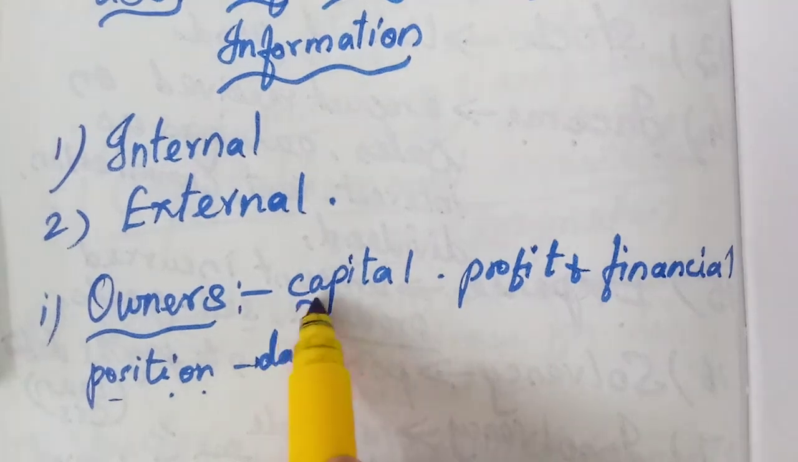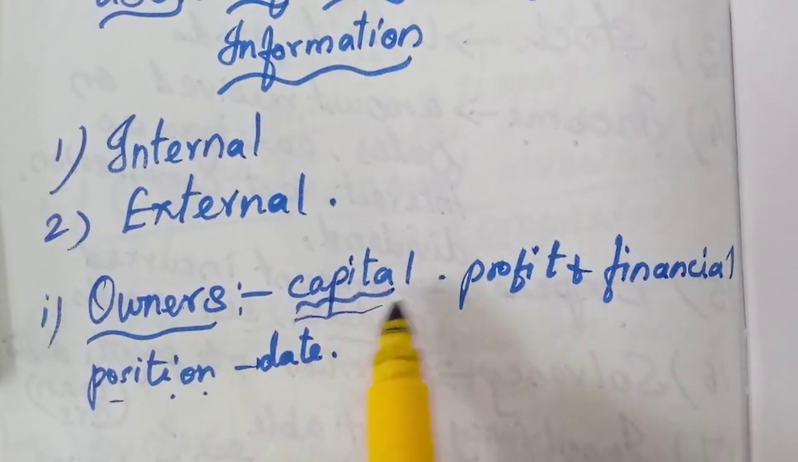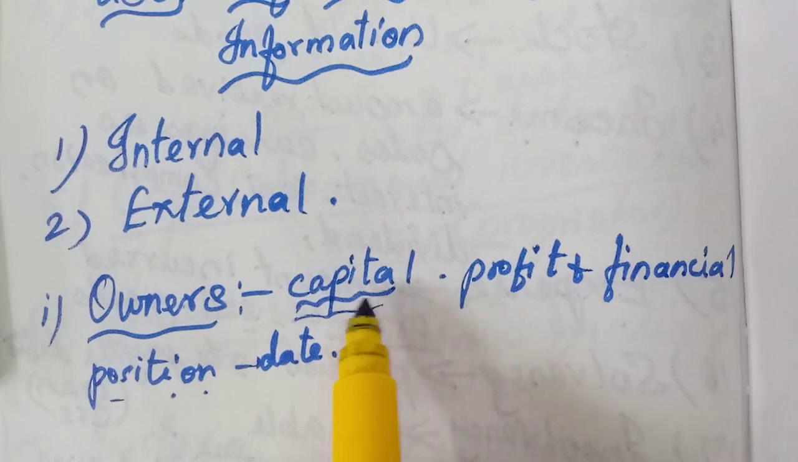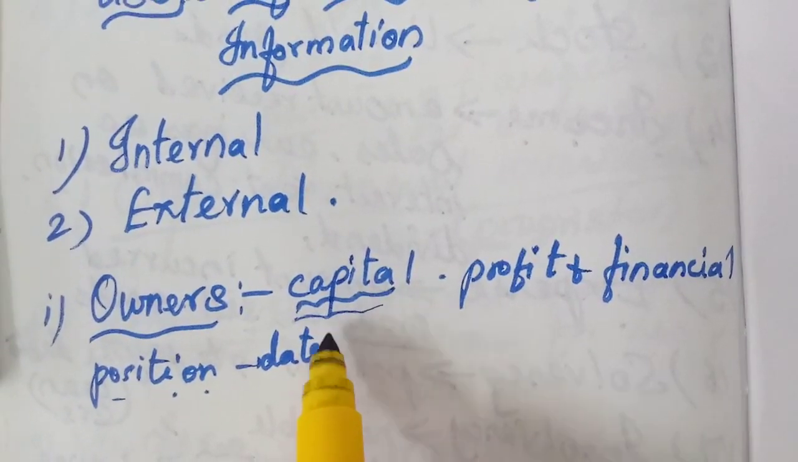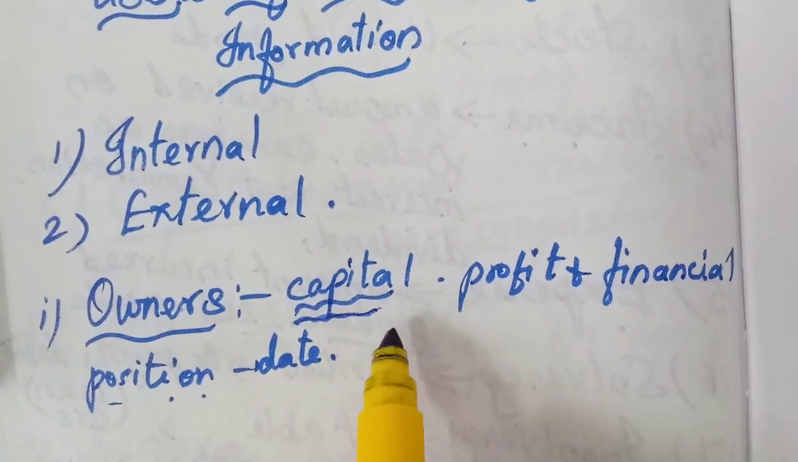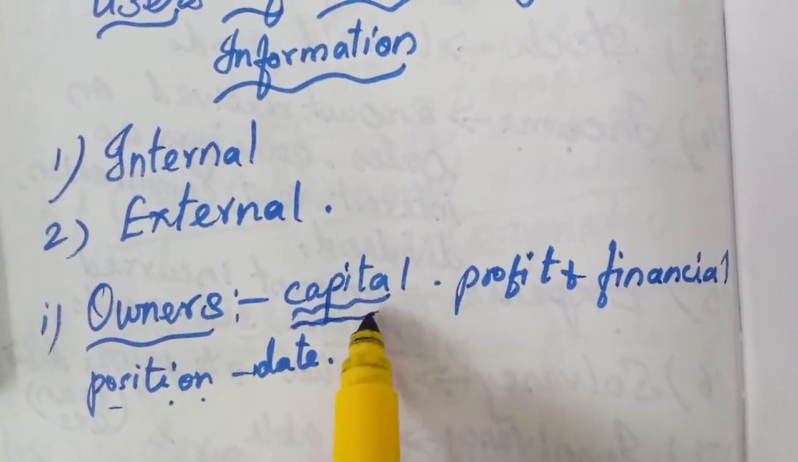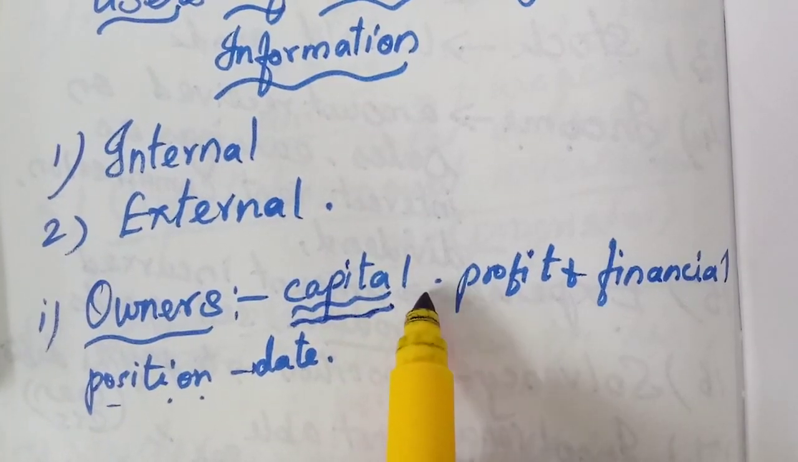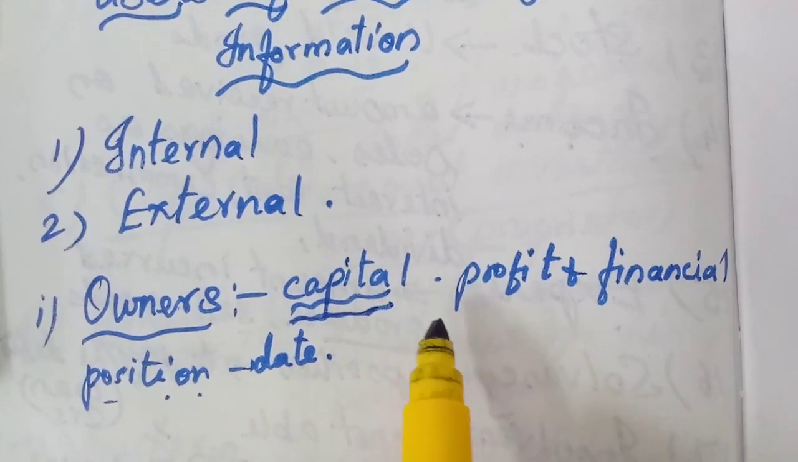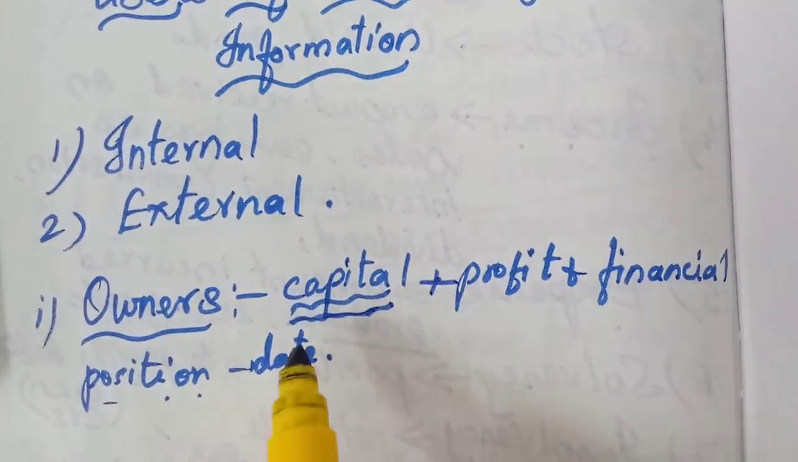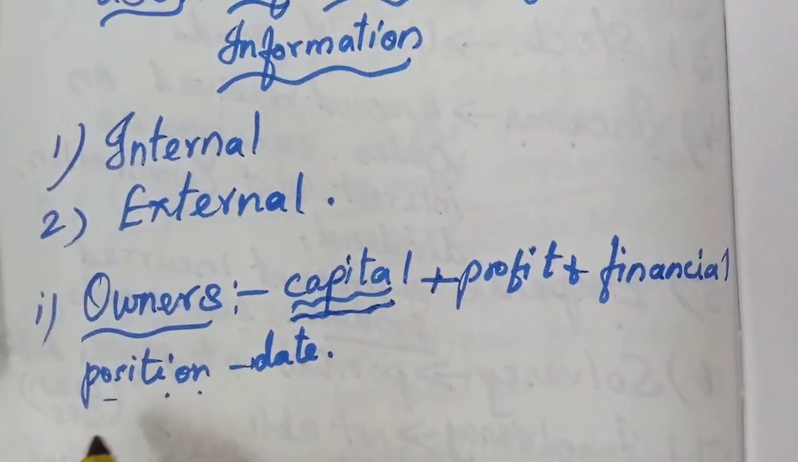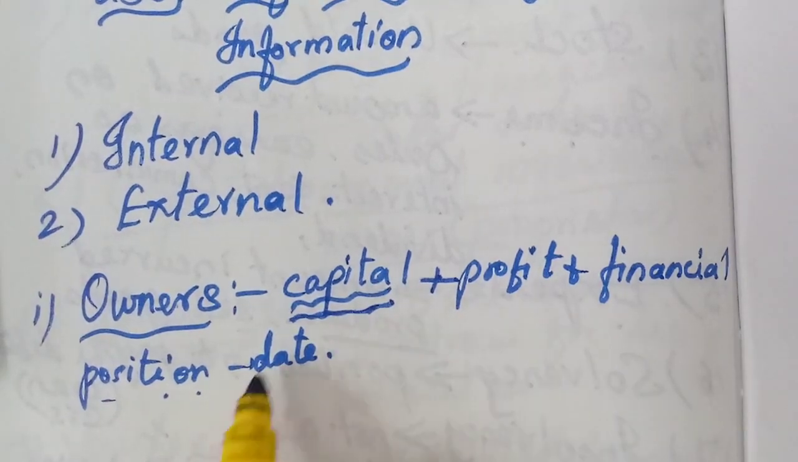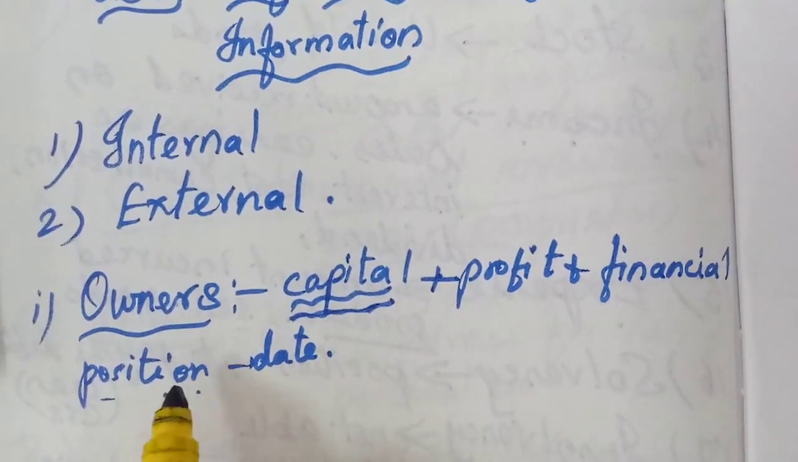If he has invested a large amount as capital, then he will be very particular whether his capital is safe in the organization or he is losing little by little. If he earns more profit, then we can say his capital is used properly and it is very safe. And if he earns more profit, the profit will be added along with the capital when we prepare the balance sheet. So it will show a stronger financial position. So for all these purposes, he needs the accounting information.